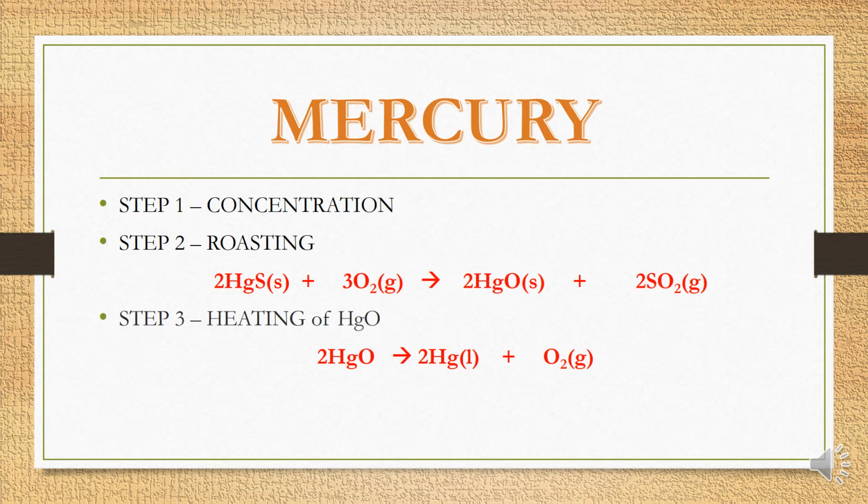Third step of this metallurgy: this mercuric oxide, which is formed after the roasting process, will be taken and strongly heated at 300 degrees Celsius. When it is strongly heated at 300 degrees Celsius, this mercuric oxide will be decomposed to give you mercury metal, and oxygen will escape in the form of oxygen gas.